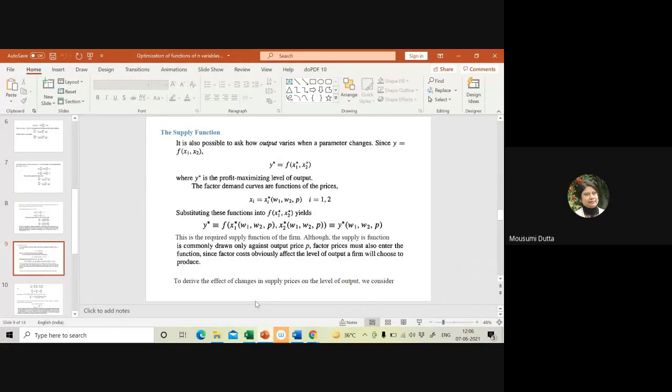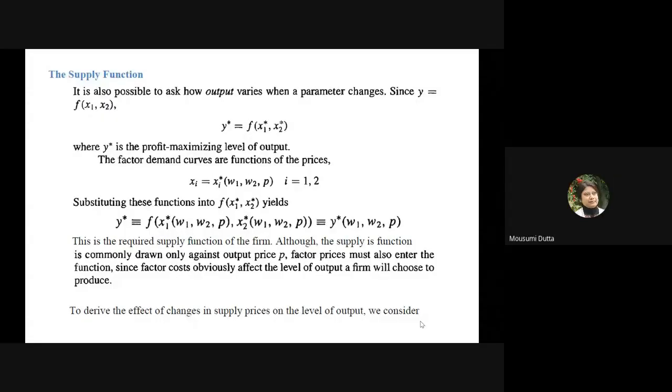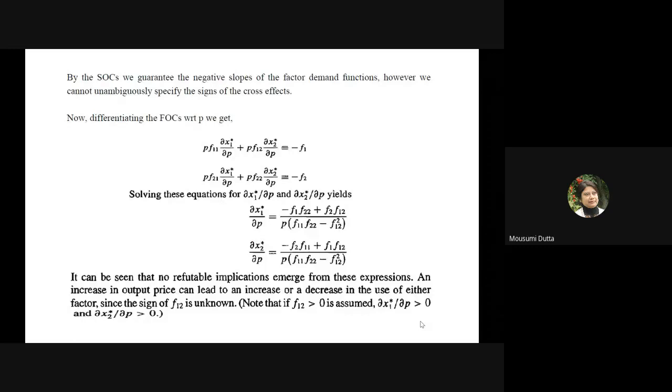So next is the output supply function. Ma'am, can you show the previous one? Yes, ma'am. Any question, or are you writing something? Ma'am, I was writing, I have already written, so I was just checking. It's okay. Thank you, ma'am. I'm good.